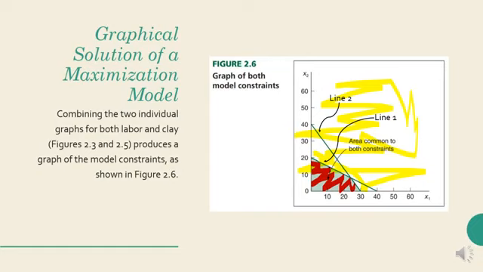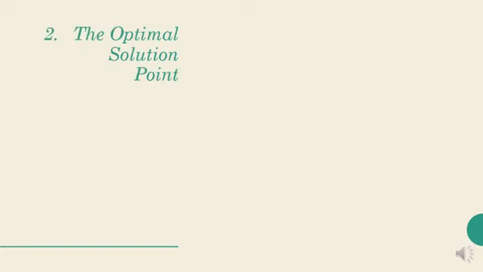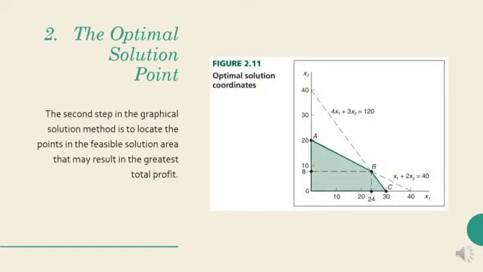Nandyan din yung tinatawag nating optimal solution, which is the answer, okay, for x1 and x2 dun sa ating objective function na makakapagbigay sa atin ng maximum profit. Later on, makikita natin sa gagawin natin, ano? So, number 2, the optimal solution point. The second step in the graphical solution method is to locate the points in the feasible solution area that may result in the greatest total profit.